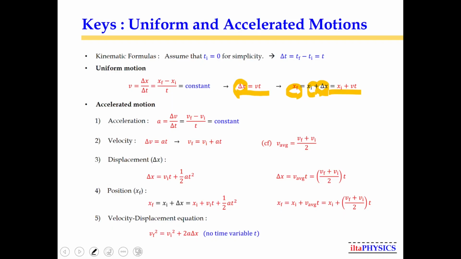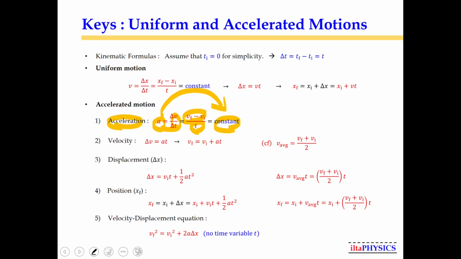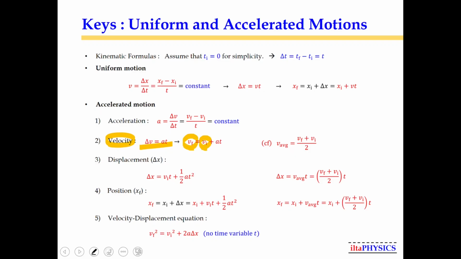Next are the equations for accelerated motion, where the velocity of an object changes over time. By definition, acceleration is calculated as the rate of change of velocity over time. In other words, it is the final velocity minus the initial velocity divided by the time interval. Since we are dealing with constant acceleration, we assume this value remains the same. We can rearrange this definition to find that the change in velocity is the product of acceleration and time. Therefore, the final velocity equals the initial velocity plus the product of acceleration and time.